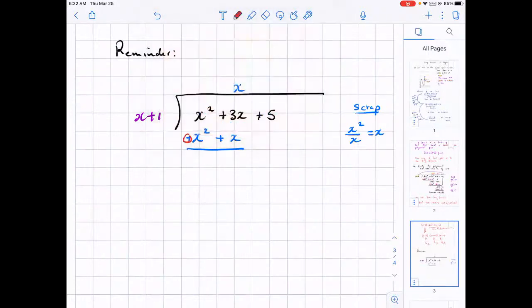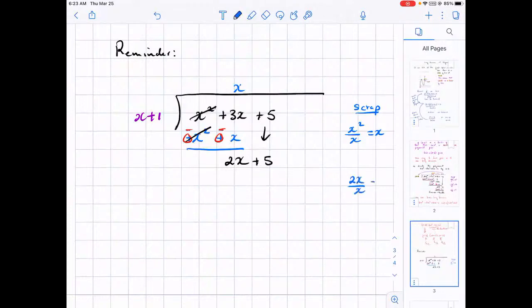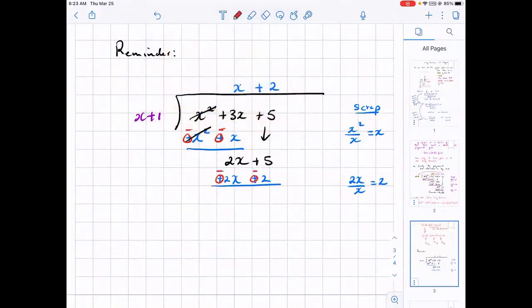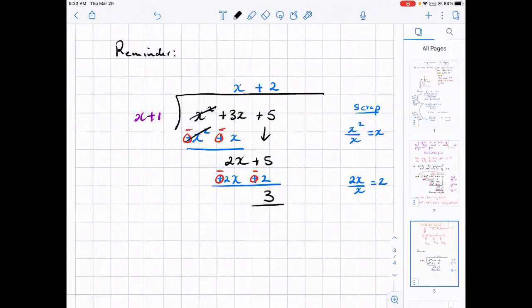And then this was a plus. So then this sign becomes a minus, that becomes a minus. So we have 2x here. This will cancel out. And if we bring down the plus 5, and we repeat the process again, 2x divided by x is equal to 2. So here we write the plus 2. And then we multiply, so this becomes positive 2x plus 2, okay? And if we change the sign, this becomes a minus, that becomes a minus. So we have here a remainder of 3, okay?